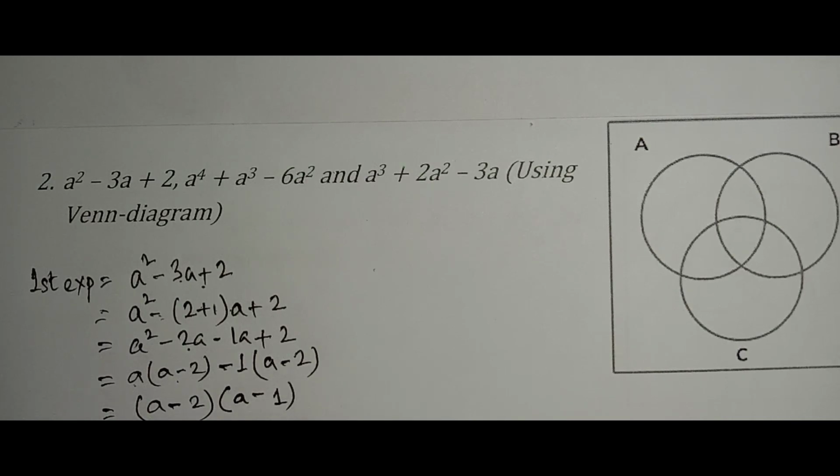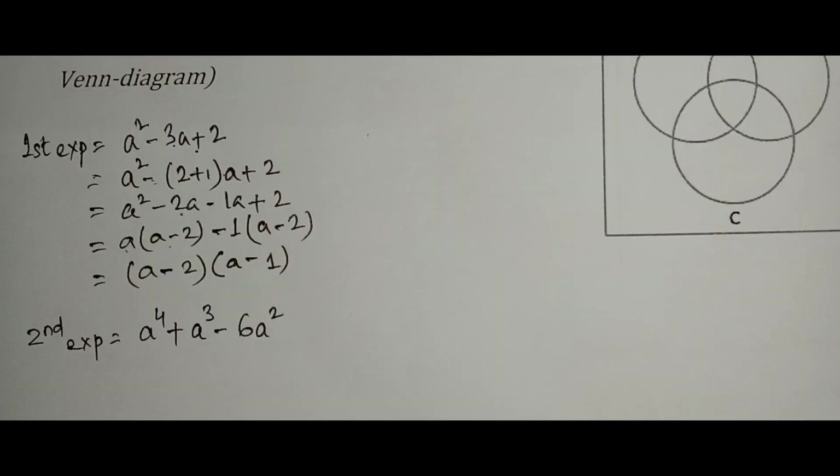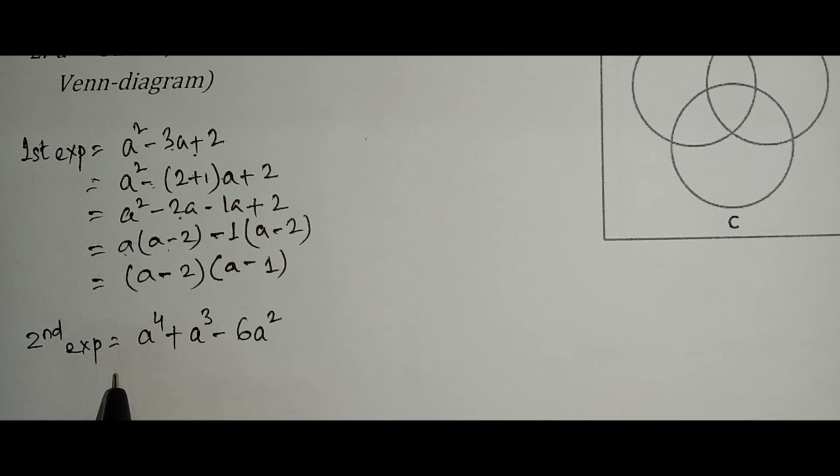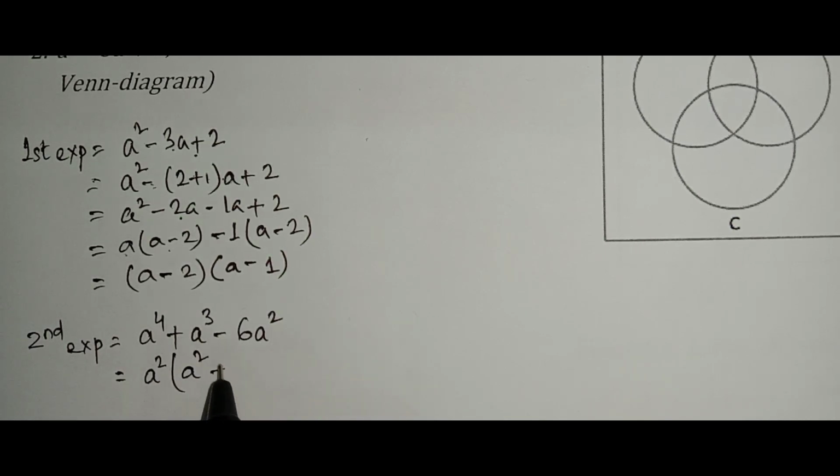Let's check what we get from our next expression. Our second expression is a power 4 plus a cube minus 6a square. So first of all I'm going to take a square common from here. So I get a square plus a minus 6. Now I'm going to factor out the inside one. This inside factor I'm going to factorize more.